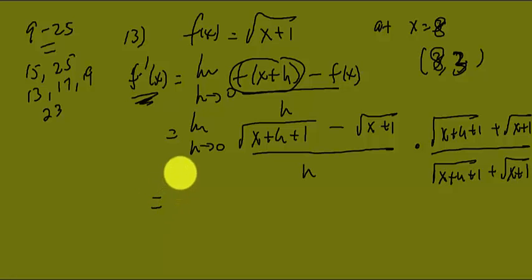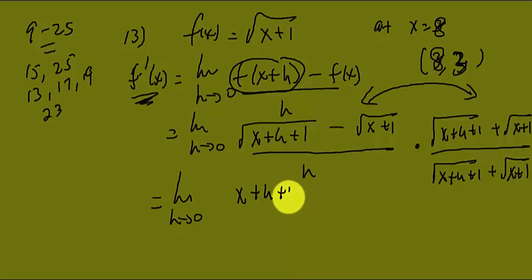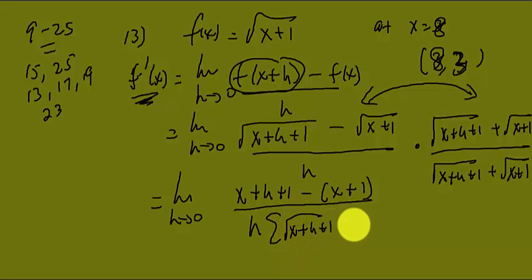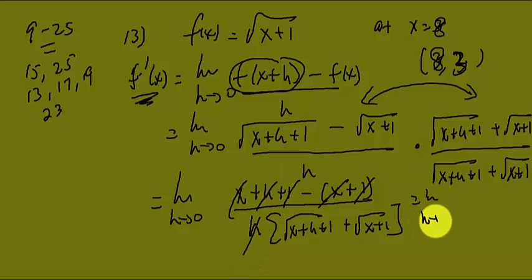This now becomes limit as h goes to 0. These two are difference of two squares, so that means radicals are going to disappear. I'm going to get x plus h plus 1 minus (x plus 1). Notice I put parentheses around that. Otherwise you're going to end up messing up. That's h times quantity square root of x plus h plus 1 plus square root of x plus 1. Now we're going to do some algebra. Now x and negative x cancel, 1 and negative 1 cancel, the h is now finally reduced. You have a limit as h goes to 0, 1 over square root of x plus h plus 1, plus square root of x plus 1.